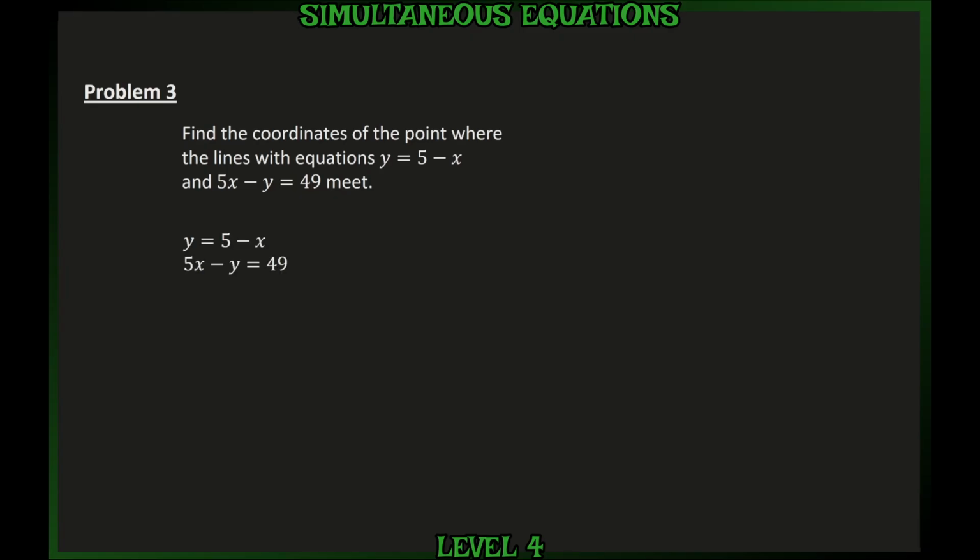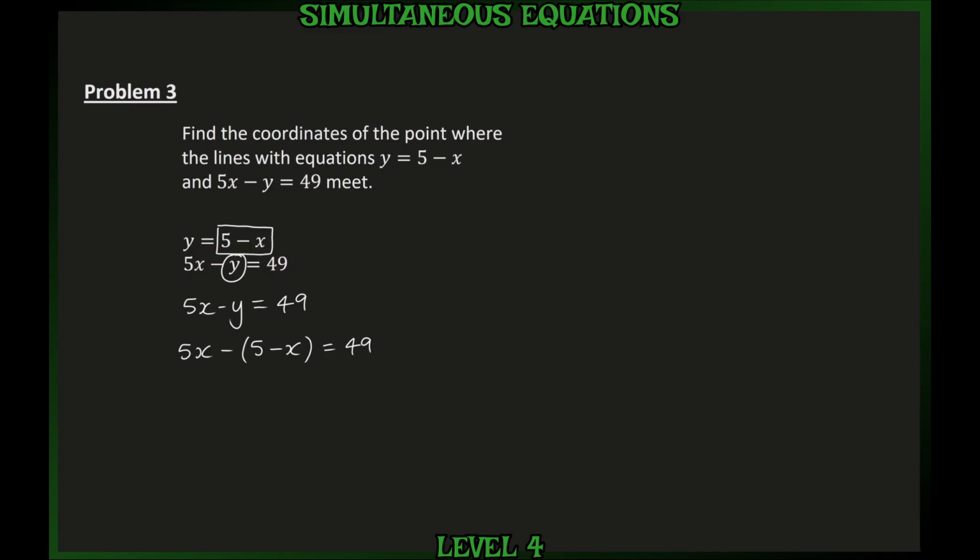Now, looking at the first equation, we can see that this is written with y as the subject. And so the easiest way to solve this again is going to be to take 5 minus x, which we know is equal to y, and substitute that into the second equation in place of y. So if we do that, we have 5x minus y is equal to 49, becomes 5x minus, and then in brackets, we need to replace the 5 minus x for y, and that's equal to 49.